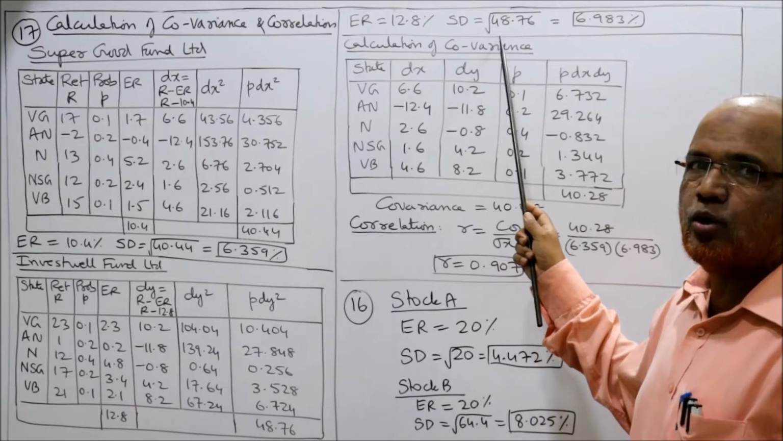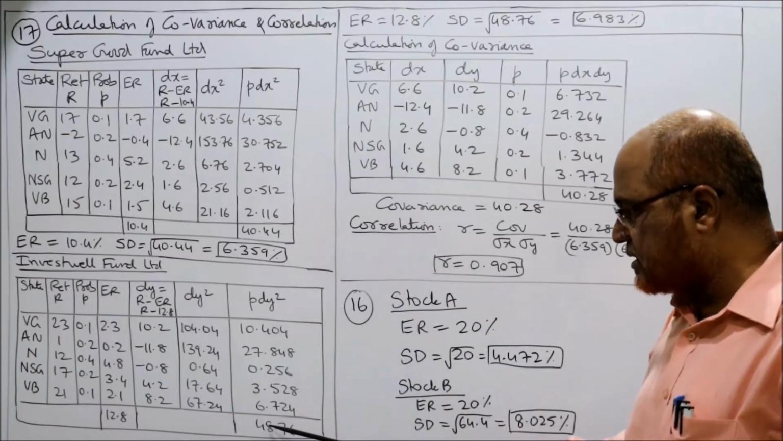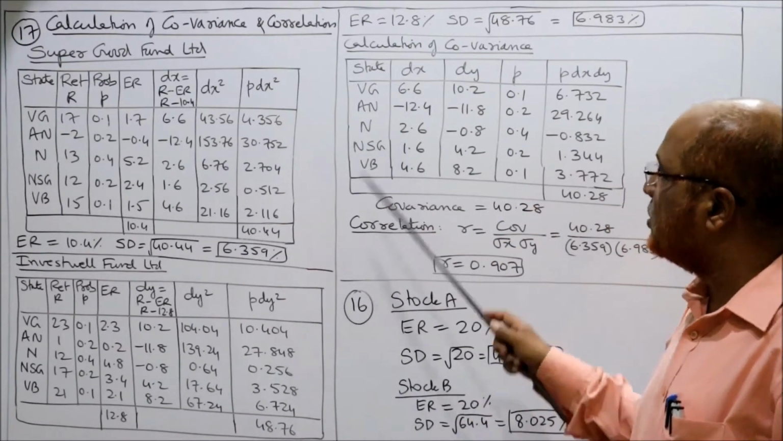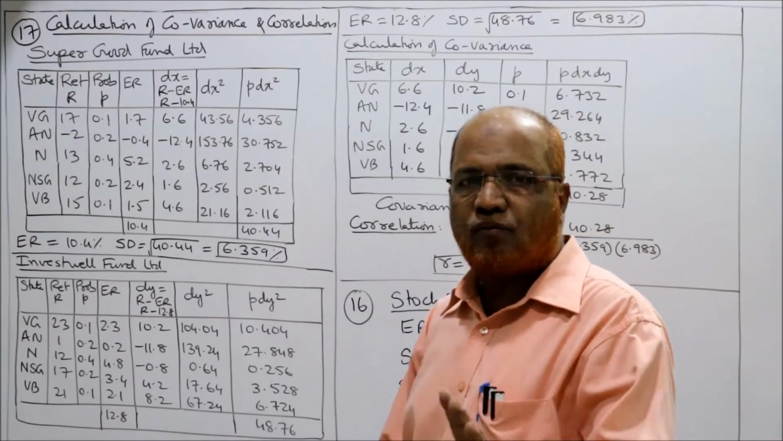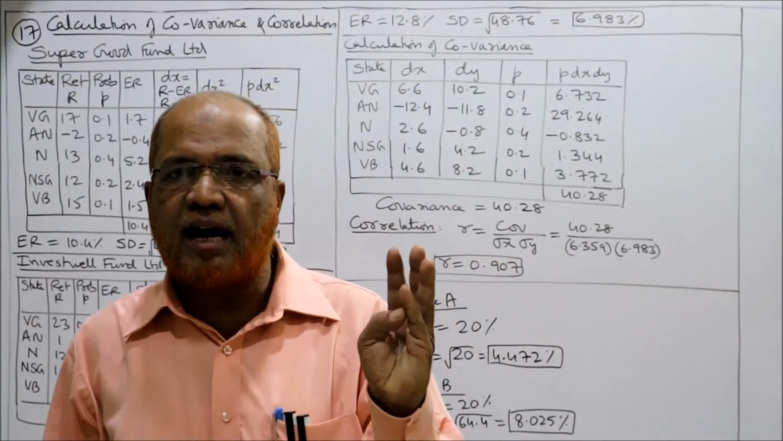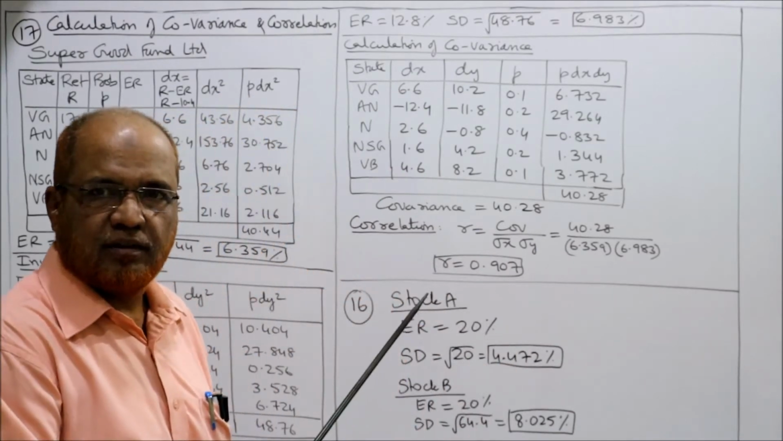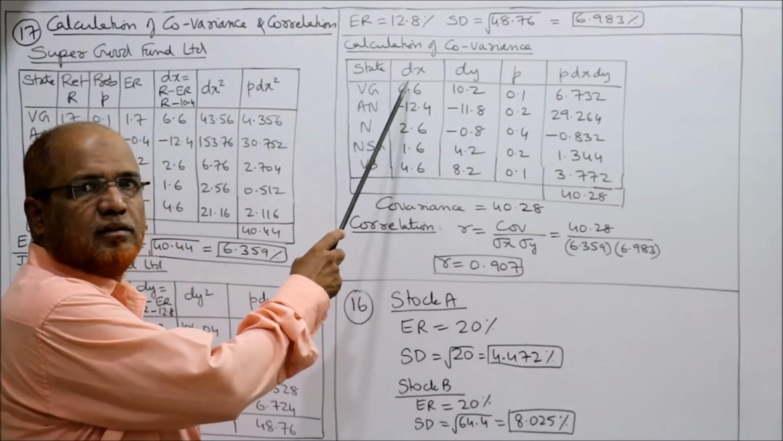Standard deviation is under root of P dy square. P dy square is 48.76. So put 48.76 under root and you get 6.983. So far we have calculated expected return and standard deviation of both the companies. Now we calculate the covariance.